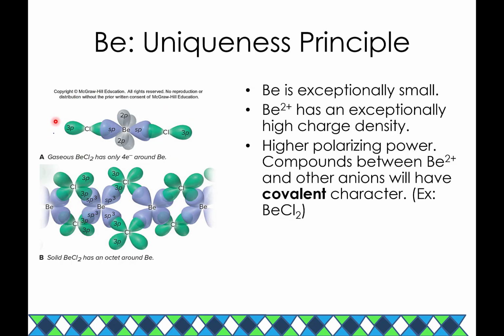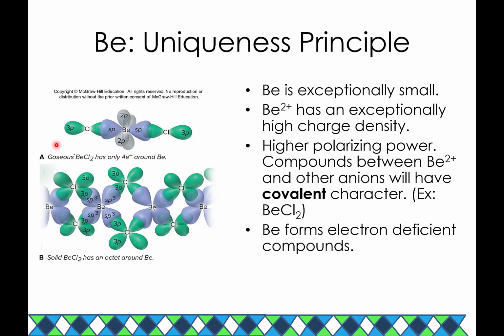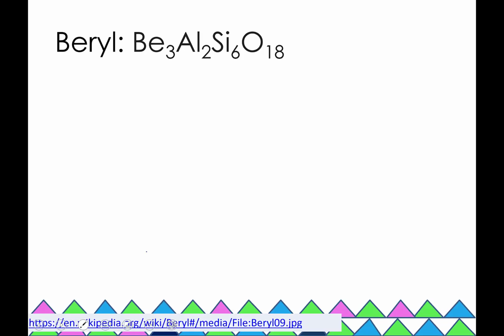Most of the group 2 metals form ionic compounds, but beryllium will often form these covalent compounds. This example of BeCl2 is an electron deficient compound. It does not have a full octet, but solid beryllium chloride looks a little bit different, and there's a full octet around beryllium.